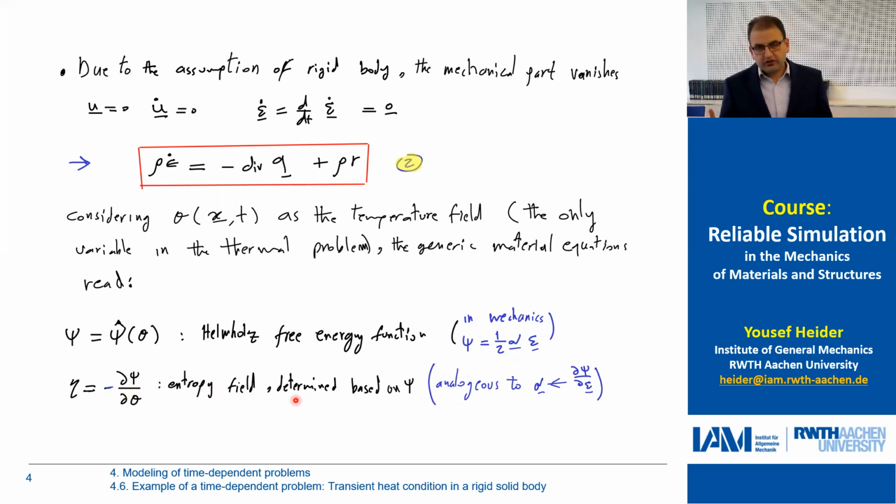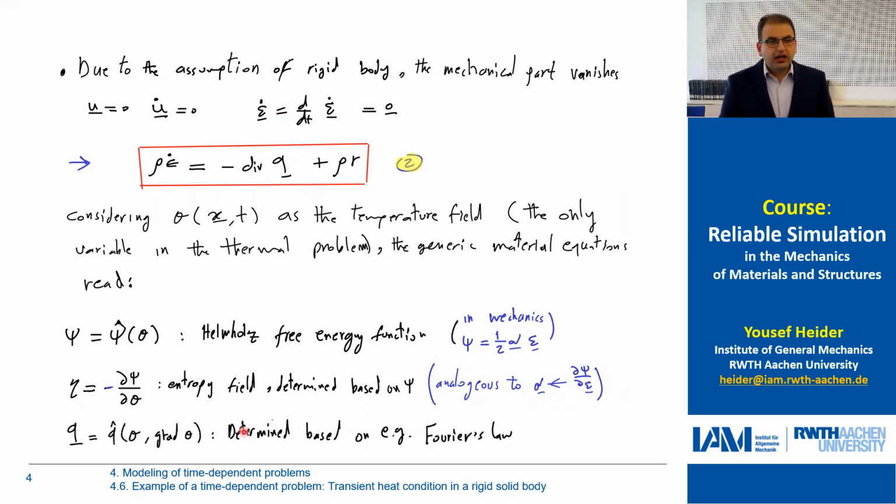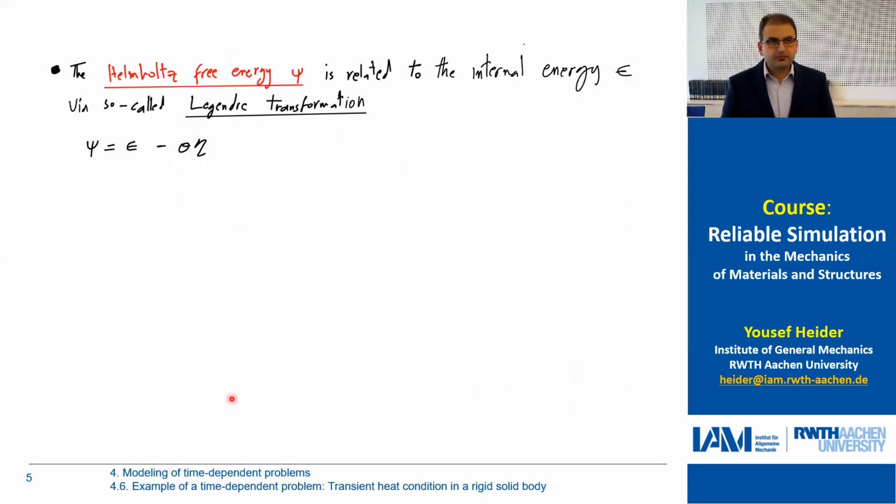This is analogous to the stress, which was obtained by applying the partial derivative of the energy with respect to the strain. Of course, these are not similar quantities, but I mean the same methodology. And then we have this heat flux Q. In general, it can be a function of the temperature and the gradient of the temperature. We have also a simplified formulation, which is Fourier's law, which gives us the heat flux as a function of the gradient of the temperature.